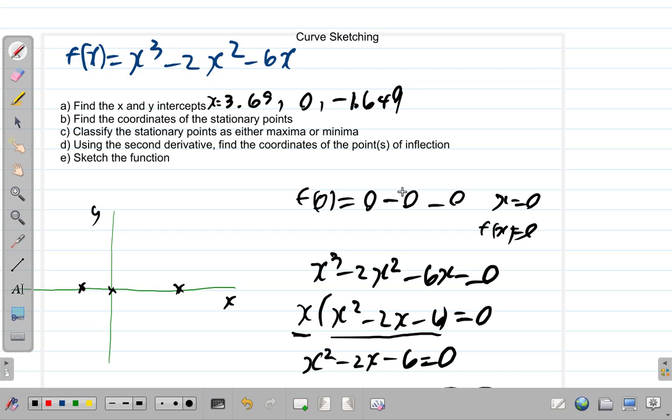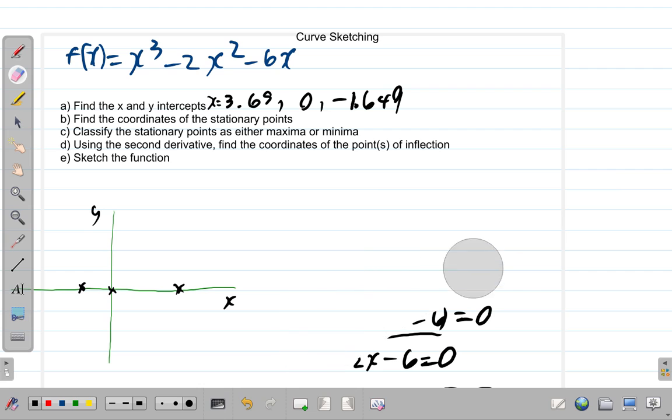Let's continue looking at this question on curve sketching. We have done part A already. Now we're ready to look at part B. Find the coordinates of the stationary points. Alright. Let's erase some of these things that we had.